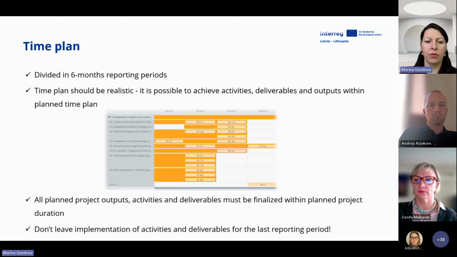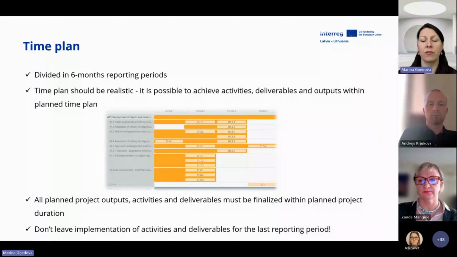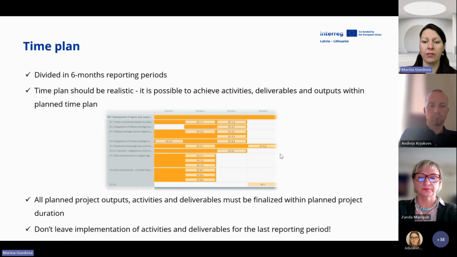Just also to remind you that all project outputs, activities, and deliverables must be finalized within the planned project duration. Andrei already told that the maximum project duration is 24 months. So you have to plan that all these activities and deliverables are finalized by the end of this period. And as I said, don't put all this into the last reporting period. If the project is selected for funding, we will ask to correct and replace activities and deliverables between periods.